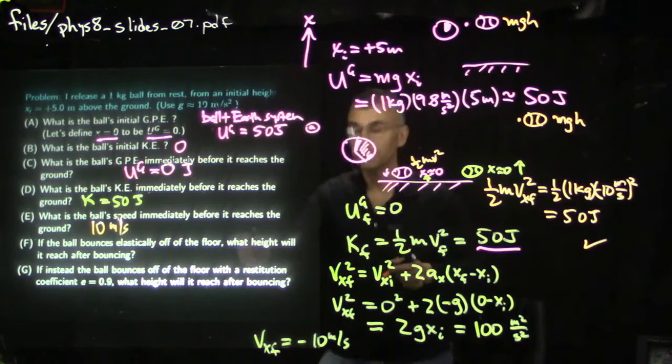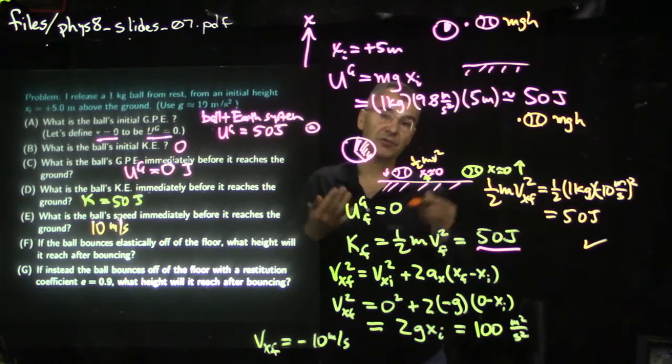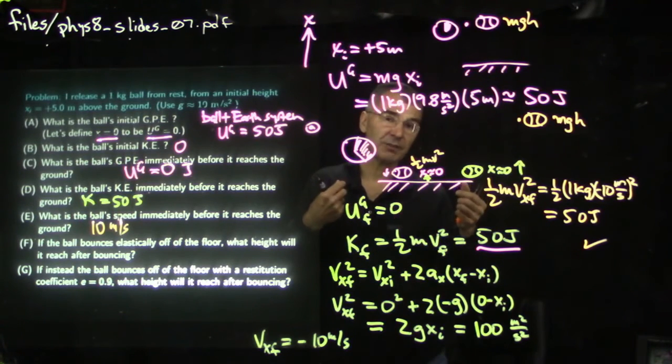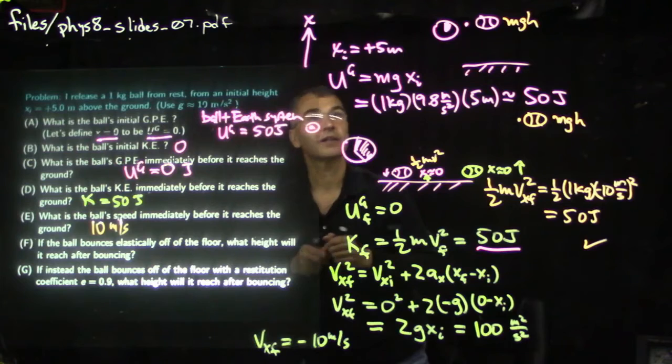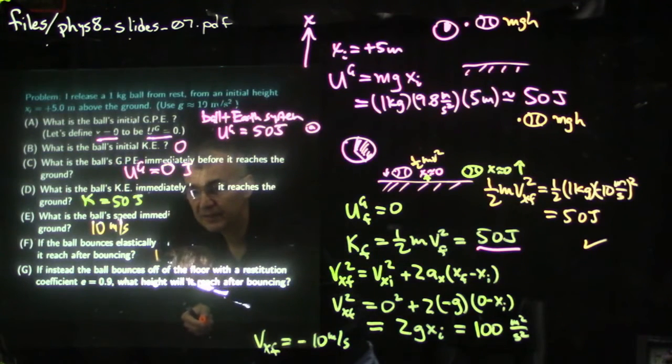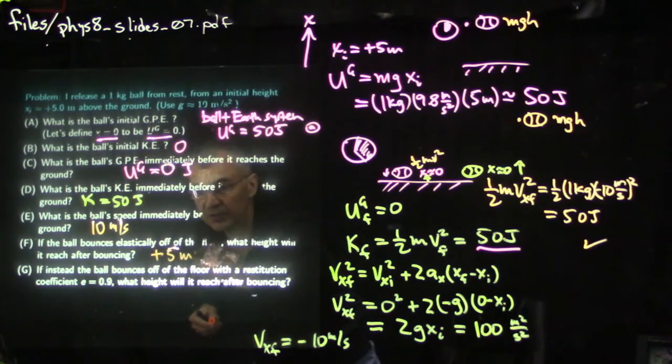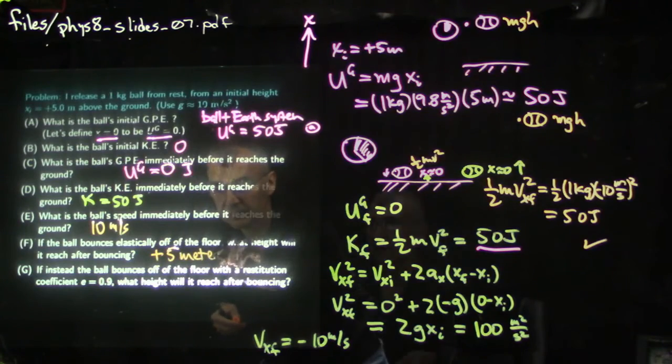Okay, so I would say it'll reach the same height because if the system is closed and if the collision is elastic, then no energy escapes, and the transformation of energy into incoherent forms is negligible if we're saying the collision is elastic. So therefore, we will reach the original height of plus 5 meters.